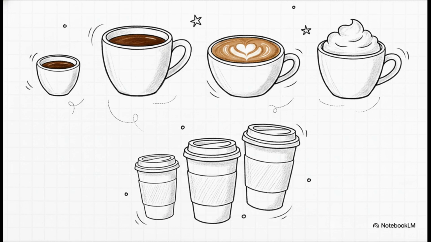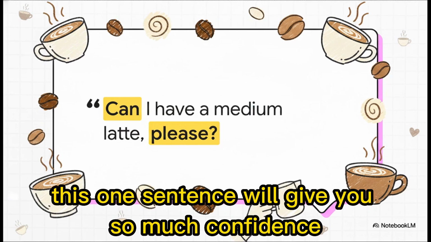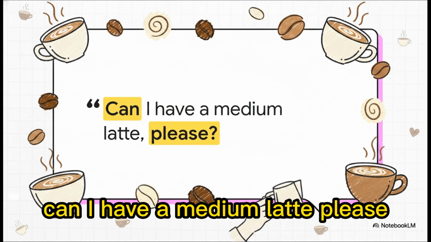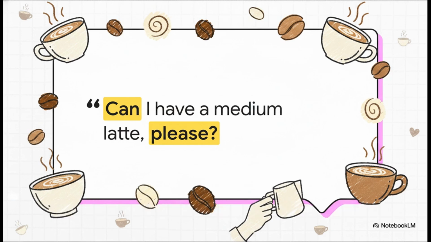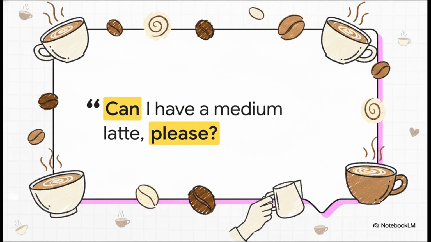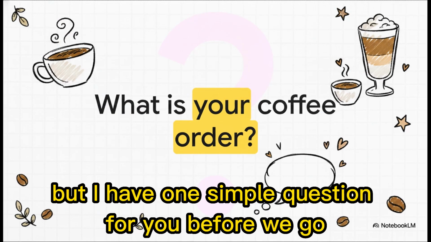Beautiful job! Now, let's review our full ordering sentence. This one sentence will give you so much confidence in a coffee shop. Let's say it together. Can I have a medium latte, please? One more time. Can I have a medium latte, please? Excellent.